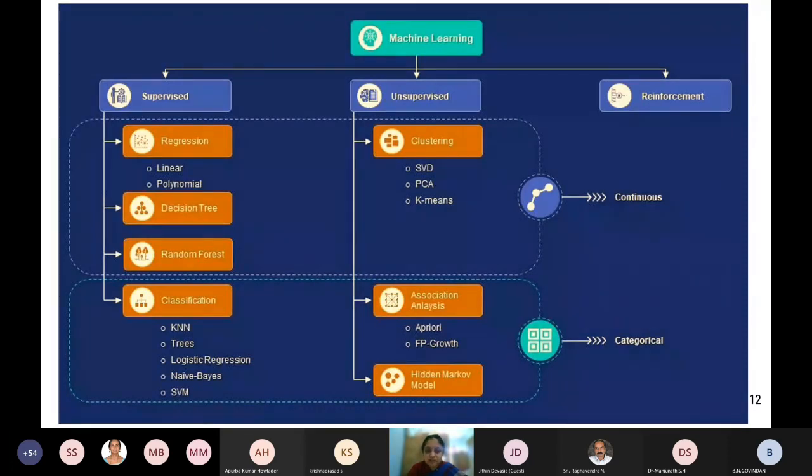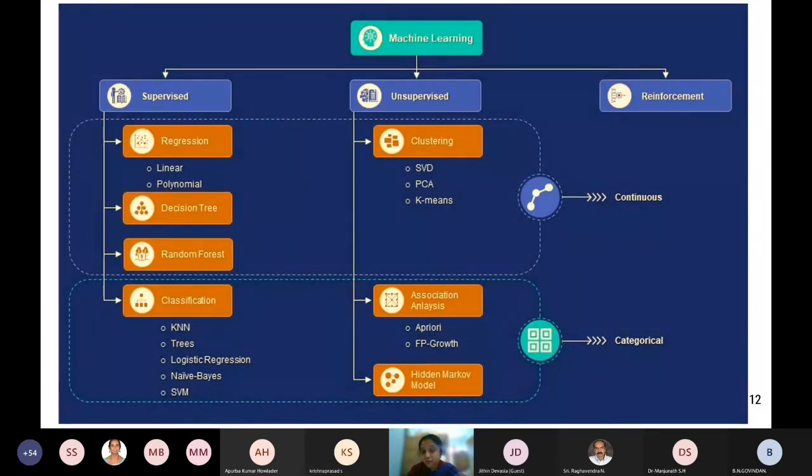So regression, decision tree, random forest, and classification. Under classification, k nearest neighbors, decision trees, logistic regression is mentioned because that can also be doing the classification. Naive Bayes is something like, it does a probabilistic classifiers based on the Bayes theorem, and support vector machines.